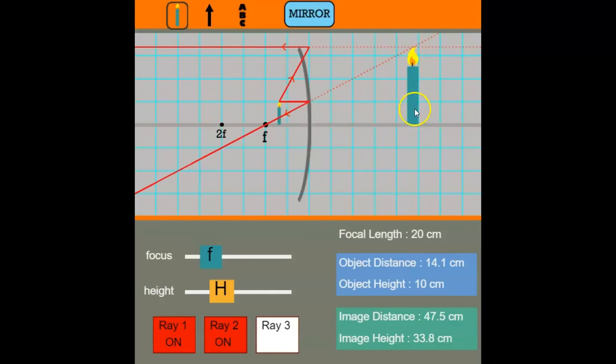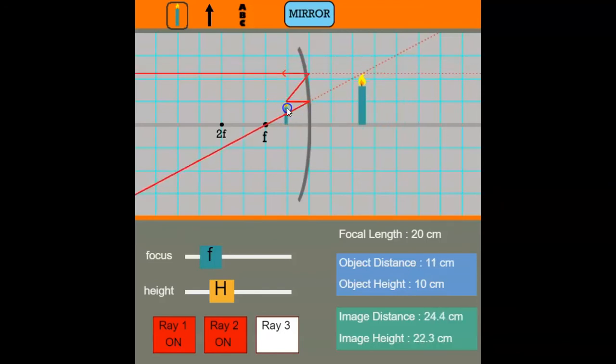Notice the virtual image is right side up. That's characteristic of virtual images. All virtual images are going to be right side up. All real images upside down. And you see that image is a lot bigger than the object. This is the makeup mirror situation.